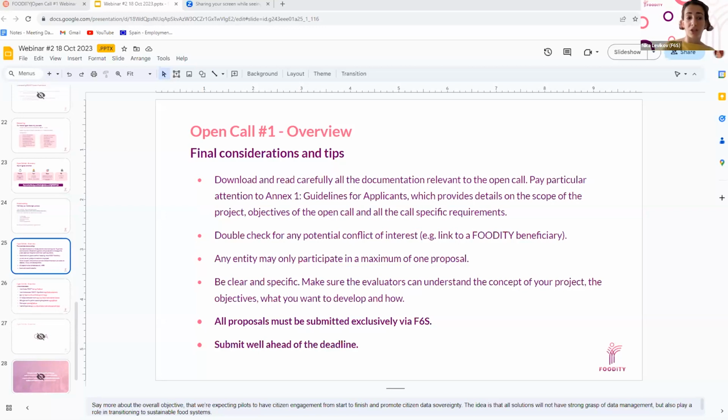Okay, this is a great question about citizen engagement. Thank you, Mark. What does that look like? So essentially, we are expecting that you have in your team the capacity to do this, meaning there is someone or an entity in your team that has that expertise.